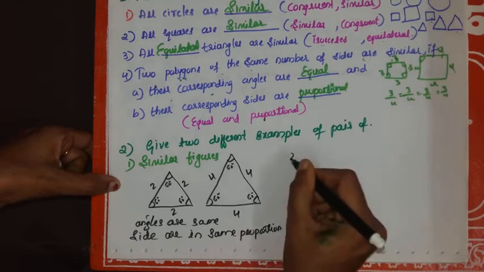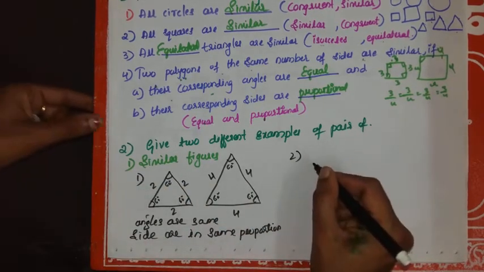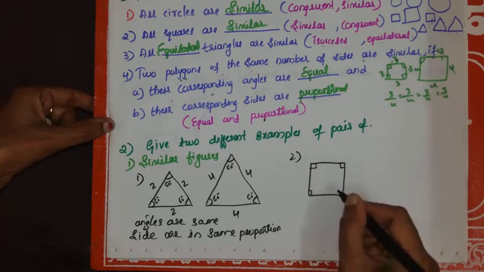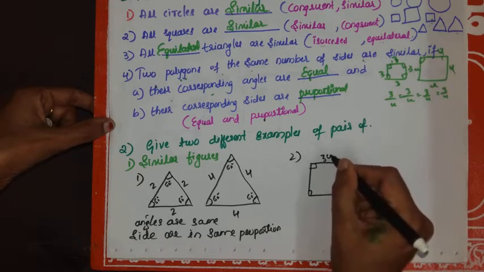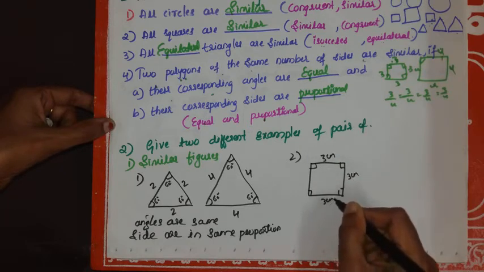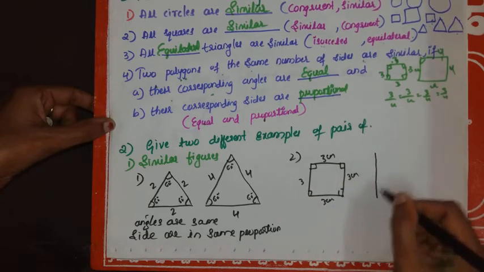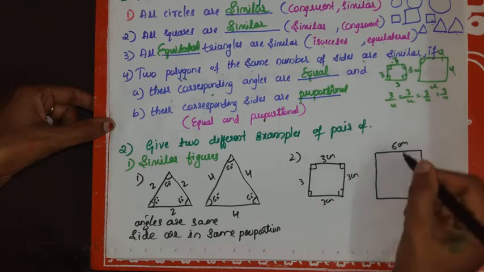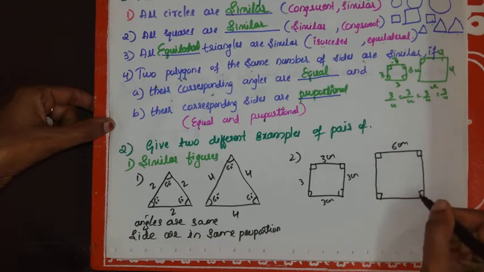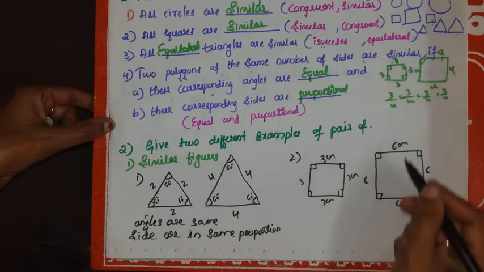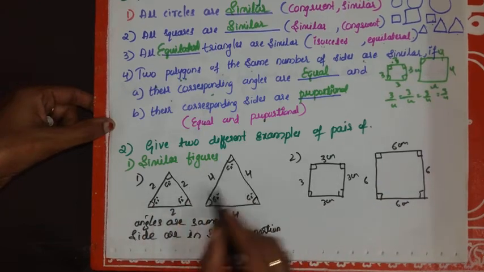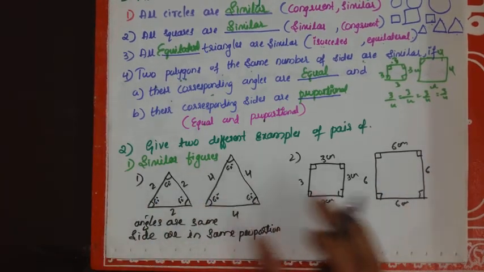So I take another example. We have to take two examples. For the second example I take a square. Here the angles are always 90 degrees. One has sides of 3 centimeter each, and the other square has sides of 6 centimeter. Here also the angles are the same and the sides are in proportion. So 3 by 6 is 1 by 2, and likewise 2 by 4 for the triangle. The sides are in the same proportion.